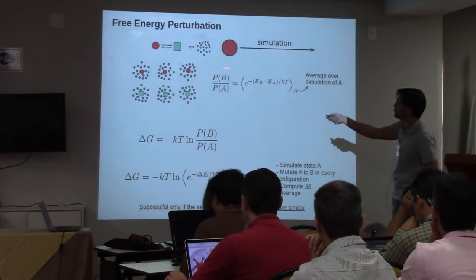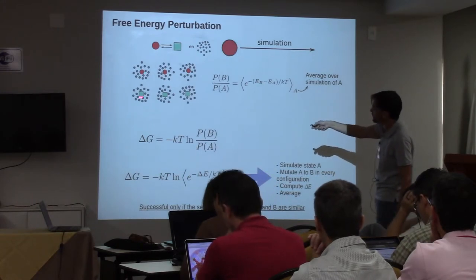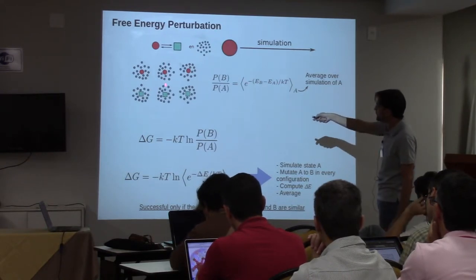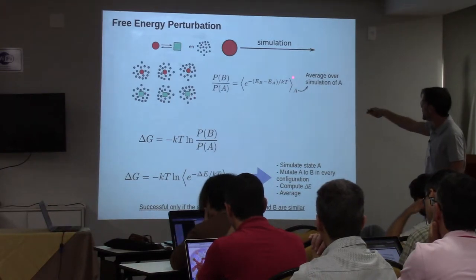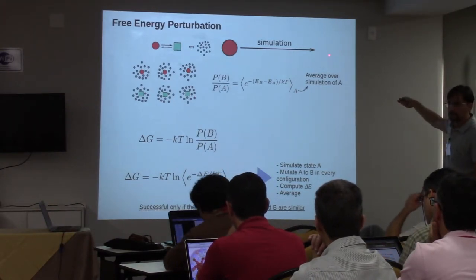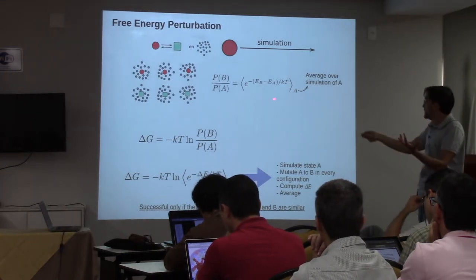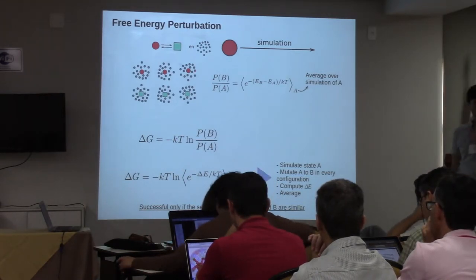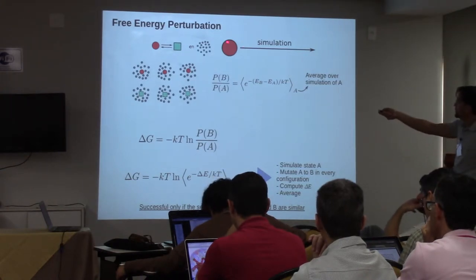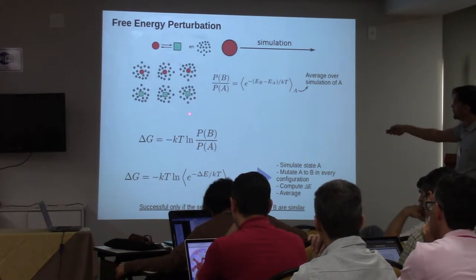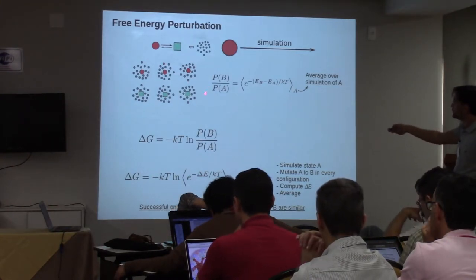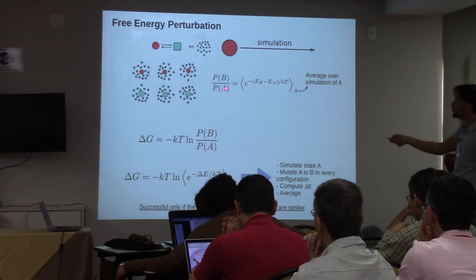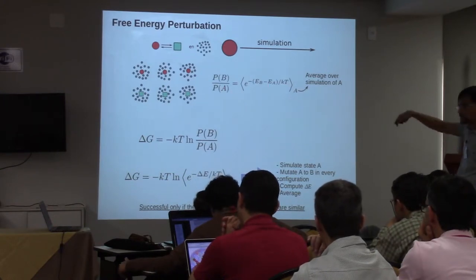So for each configuration obtained in this initial simulation, we change the red ball to the green square, compute this exponential energy difference, and we average it along all configurations of our simulation. This is the way to correct the probabilities of the simulation when we perform the transformation of the red ball to the green square. So we did the simulation of the original state, performed the mutation that we are interested in along all the configurations, and computed this property. The average of this property along the simulation is the relative probability of these two states in an original simulation.